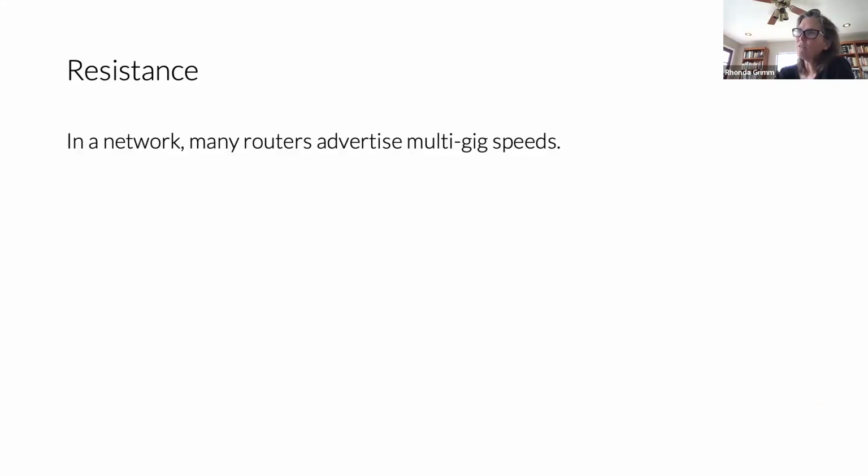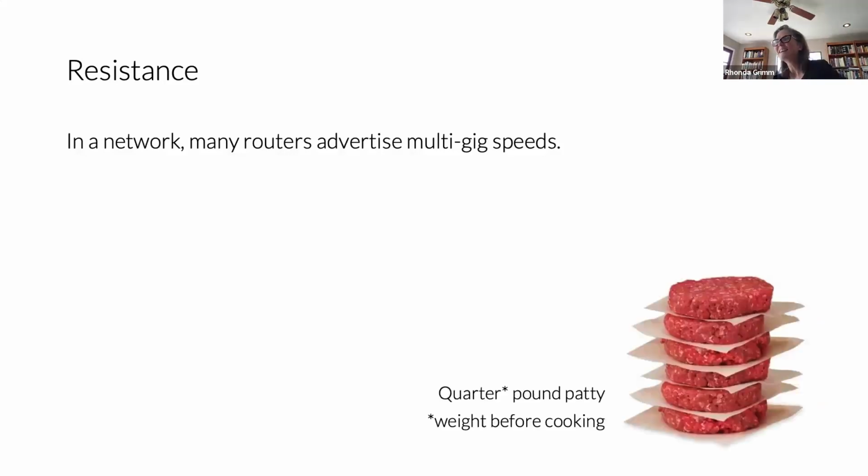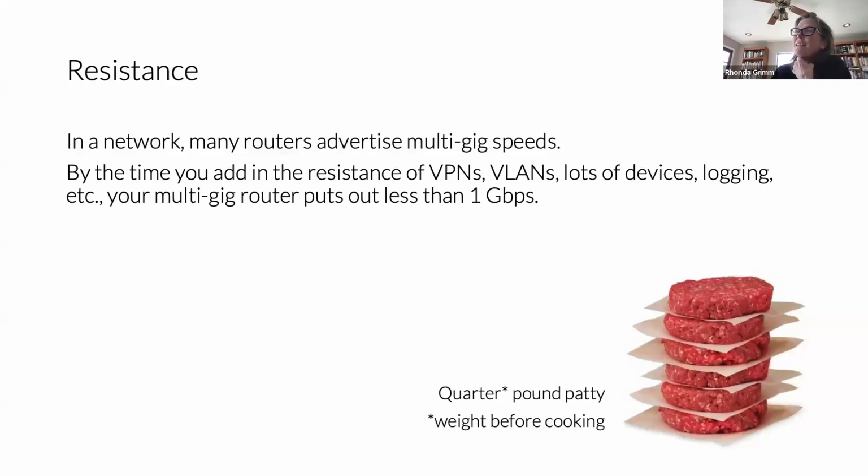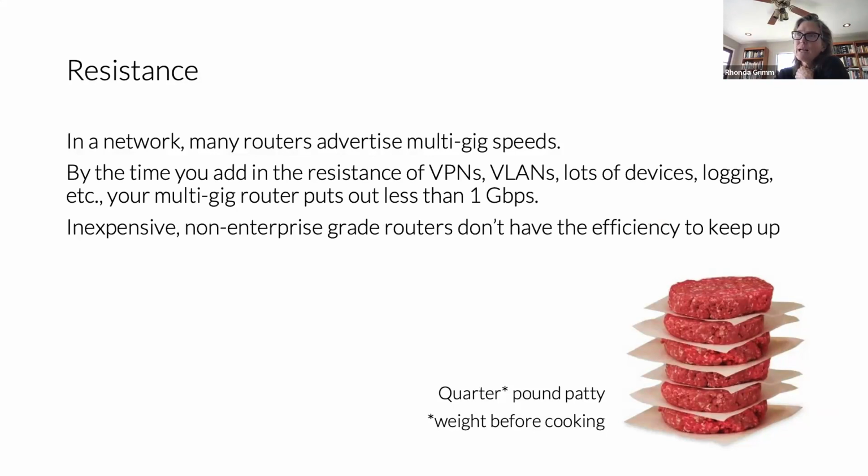Even though they advertise multi-gig speeds, it's like the quarter pounder always has the asterisk, George says. It's like, that's the weight before cooking. By the time you add the resistance of the VPNs and the VLANs and the logging and, oh my gosh, everything, your multi-gig input can often, with an inefficient router, take you down to less than even a gig. And certainly inexpensive non-enterprise grade routers don't have the efficiency to keep up.